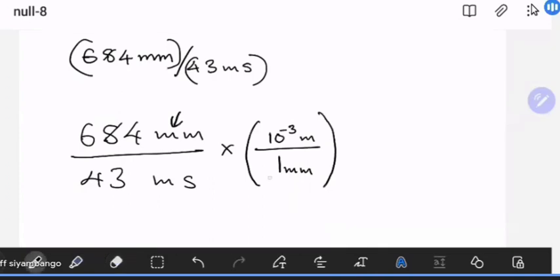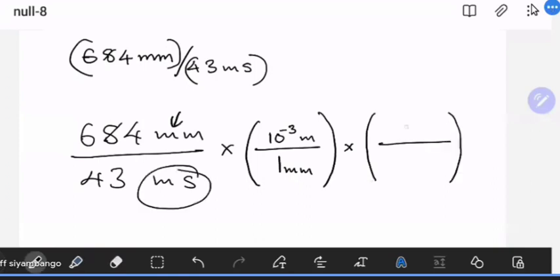So this will convert from millimeters to meters. Now, next, I'll convert milliseconds to seconds. Again, my milliseconds is down, meaning I'll put it on top. So I'll have 1 millisecond, which will be 10 to the power minus 3 seconds.